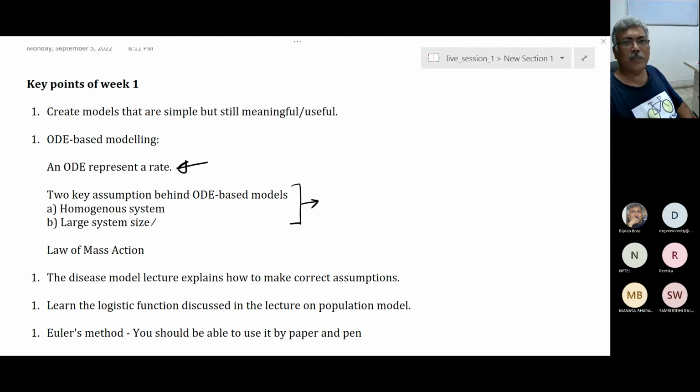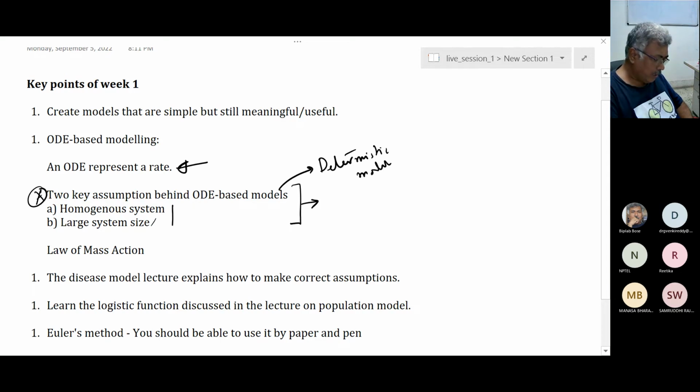Ordinary differential equation-based models are called deterministic models. And you use two key assumptions while using them. You have to understand those two key assumptions. We have discussed those at length in the course. These two assumptions are that the system should be homogeneous, meaning well mixed. At the same time, the system size, that means the number of molecules, number of cells, number of organisms that you are modeling, must be very high. Their concentration should be very high. That you have to understand.